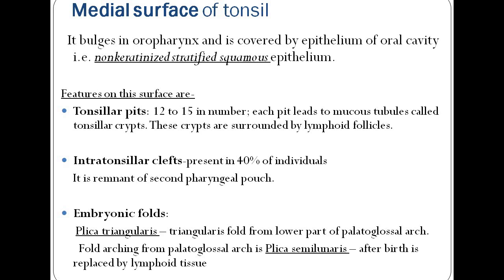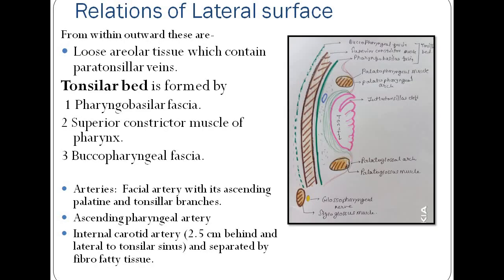Intratonsillar cleft is present in 40% of individuals. It's a remnant of the second pharyngeal pouch. Embryonic folds like plica triangularis and plica semilunaris are present, and after birth they are replaced by lymphoid tissue.